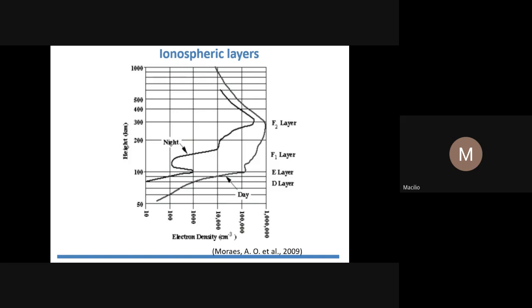It's interesting to observe there is a difference in the electron density if we compare the profile during the day and during the night. During the night, you can see the F layer is strong, but for example, the electron density in the E layer decreases very much. You see, you have two orders of magnitude difference in the electron density.